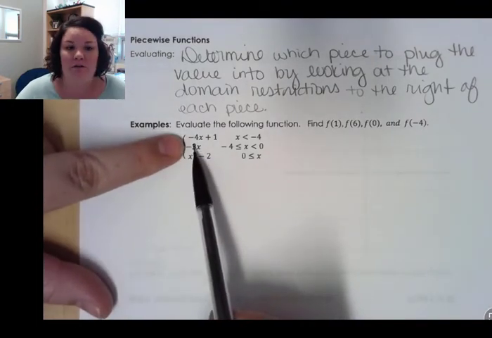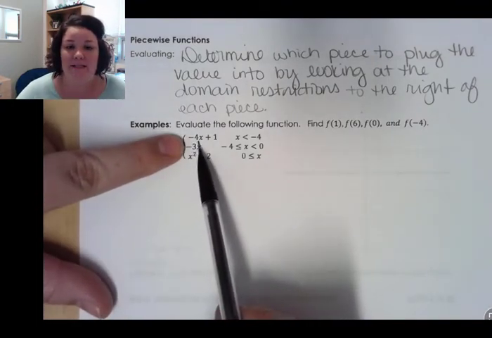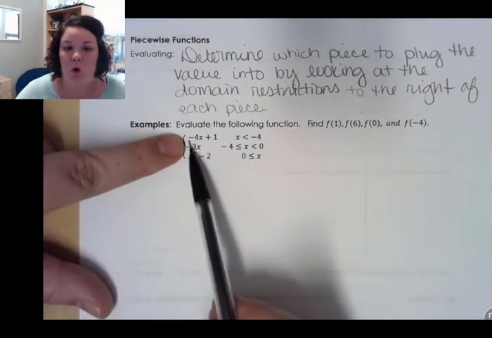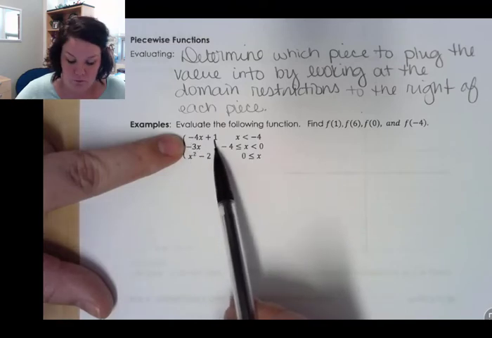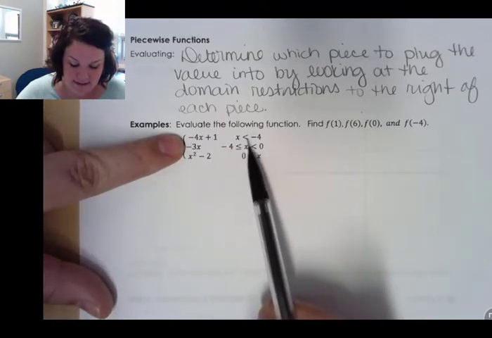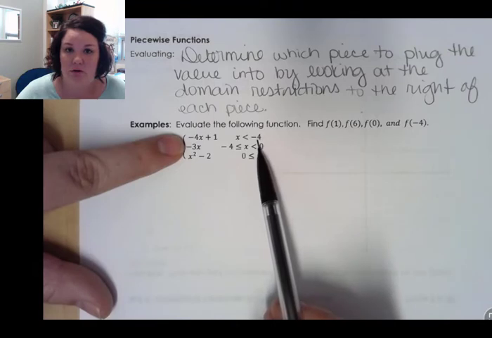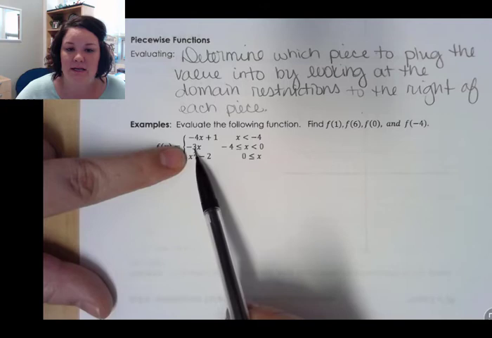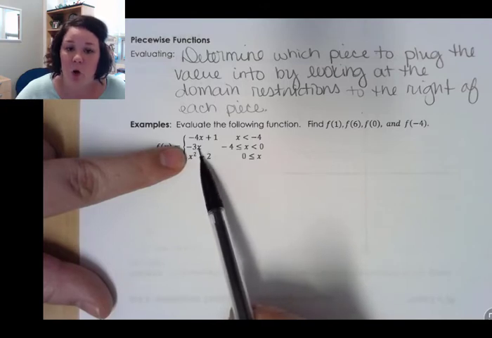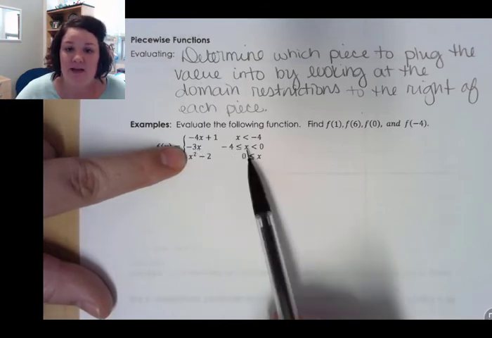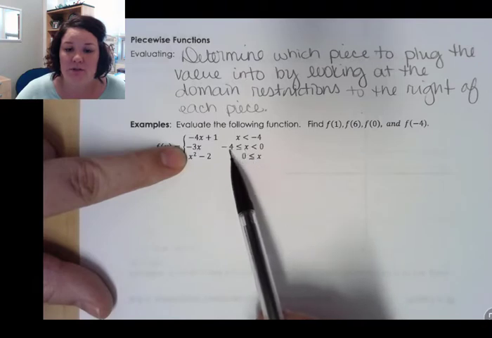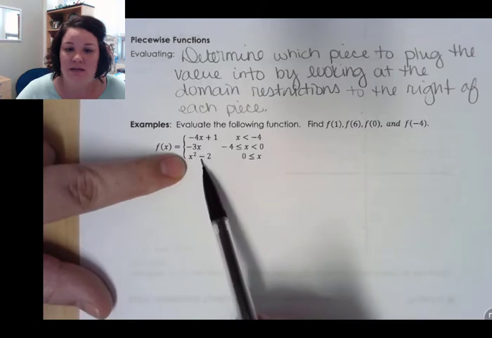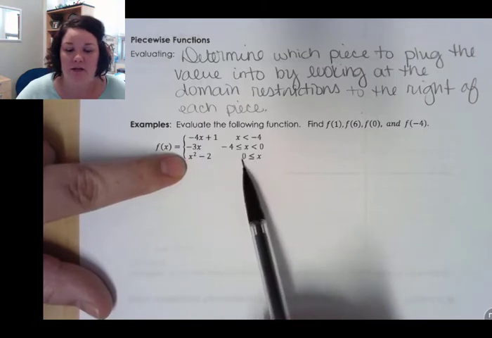Here's our first piece. Our first piece says that when we plug an x into this, we're going to do -4 times that input and add 1. Now we're only going to use this piece when we're plugging in x's that are less than -4. Okay? Then this is our second piece. Our second piece says to do -3 times our input. But we're only going to use that piece if the x that we're plugging in is between -4 and 0. Okay, and then we use this third piece if our x is greater than or equal to 0.